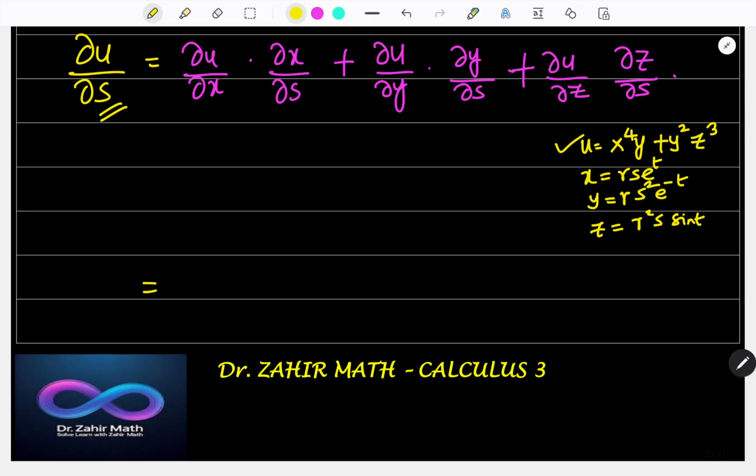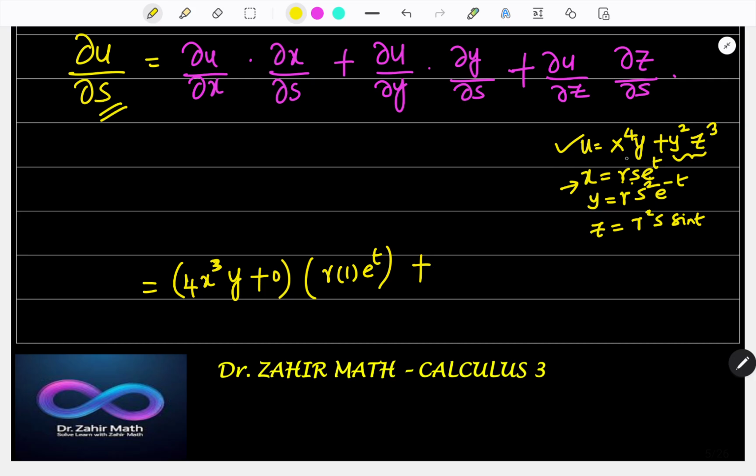So this equals dou u by dou x. We are going to differentiate this one with respect to x. The derivative of x power 4 is what? 4x cube y plus, there is no x here, so it is 0. And then dou x by dou s. You're going to differentiate this one with respect to s. The derivative of r s is r, so r e power t.